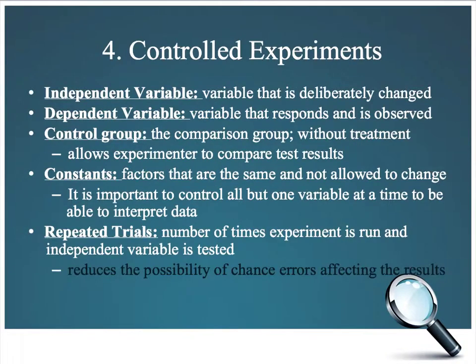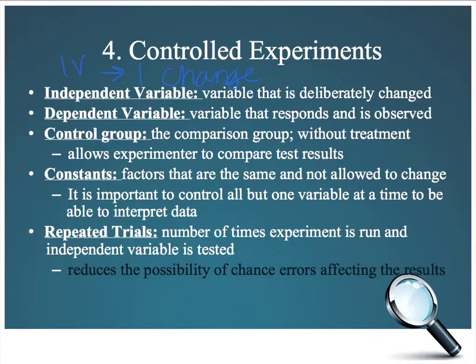Alright, so we're going to go more into depth into controlled experiments. In an experiment, there are several variables that you need to be aware of. And these are, again, review. We have the independent variable, or the IV, because I change it. And that is the variable that's deliberately changed. So placing the tomato plant in either the potting soil or in the ground at my house. The dependent variable is the variable that responds and is observed. So that would be our tomato growth.